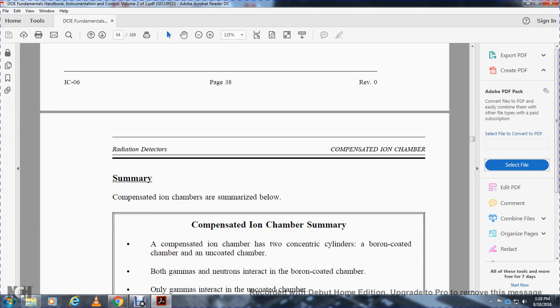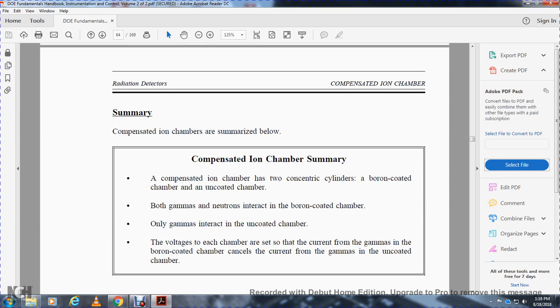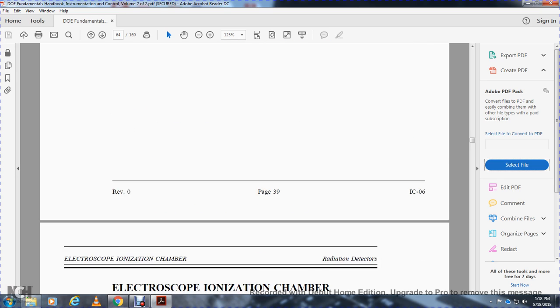Summary: the compensated ion chamber is summarized below. The compensated ion chamber has two concentric cylinders, a boron coated chamber and an uncoated chamber. Both gamma and neutrons interact with the boron coated chamber. Only gammas interact with the uncoated chamber. The voltages of each chamber are set so that the current from the gamma in the boron coated chamber cancels the current from the gamma in the uncoated chamber.